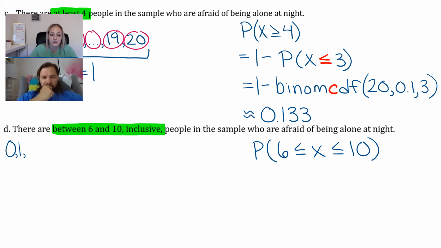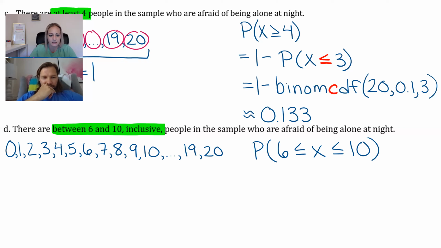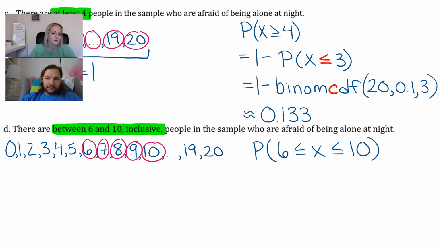Again, I'll sit here and write out all of my outcomes in the sample space, from 0 to 20, and I'm going to circle the ones that I'm actually trying to find. So I want the outcomes where x is equal to 6, 7, 8, 9, or 10. Now, since we're stopping at 10, I don't want to do this the exact same way as the previous one where I said the total sum is equal to 1. That's not going to be helpful because it doesn't go up to 20.